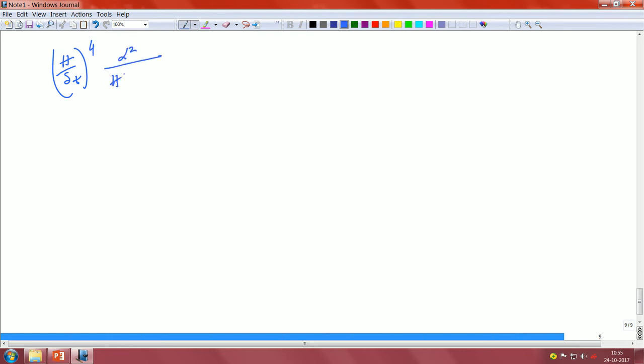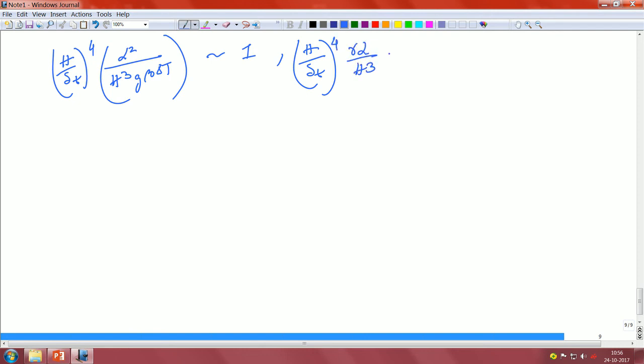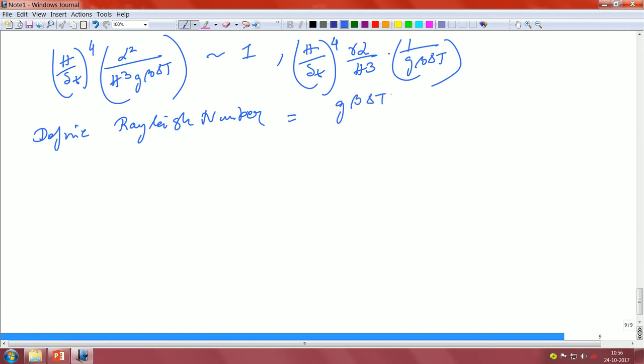This is alpha square h cube g beta delta t, which scales as 1, and for the other, gamma alpha h cube. That is already something that we have. Now, these terms are looking very awkward, so let us define something which can make it a little more palatable. Define something called a Rayleigh number. What is the significance of the Rayleigh number? We will see in a little bit. It is g beta delta t, this is the definition, over gamma alpha. That is the Rayleigh number, and we are defining it in terms of h. H is the length scale in this particular number.